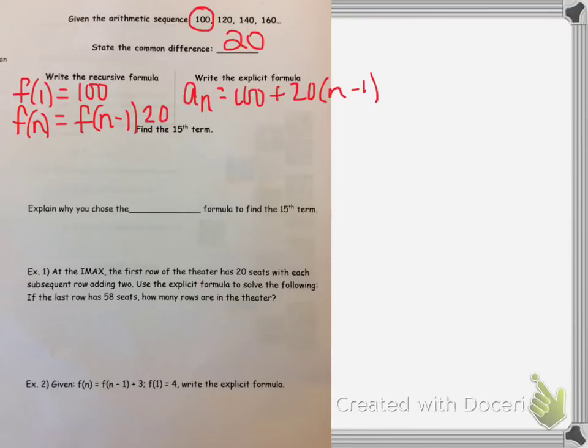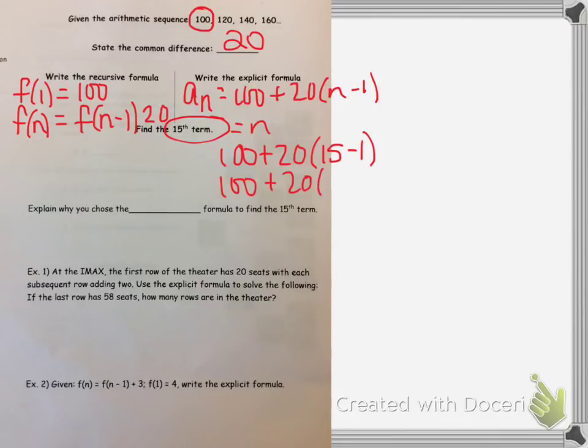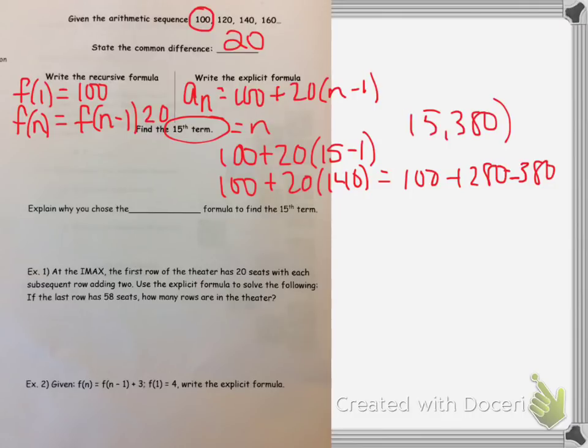So if we want to find 15, well, with the explicit, that's super easy. 15 is our n. So we're going to say 100 plus 20 times 15 minus 1, 100 plus 20 times 14, 100 plus 280 is 380. So the 15th term is 380. We can write it as a coordinate point if we needed to.